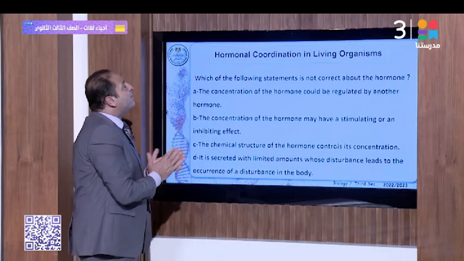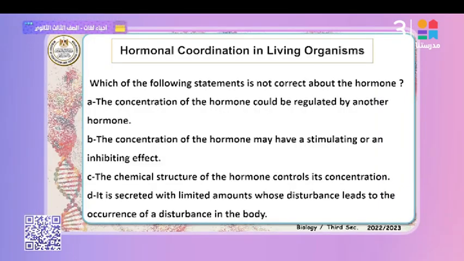Hormonal coordination in living organisms. What about hormones? Hormones are organic chemical substances secreted from endocrine glands. What's the meaning of endocrine gland? It's a ductless gland, secreting hormones directly into the blood without a duct. So it's called an endocrine gland.